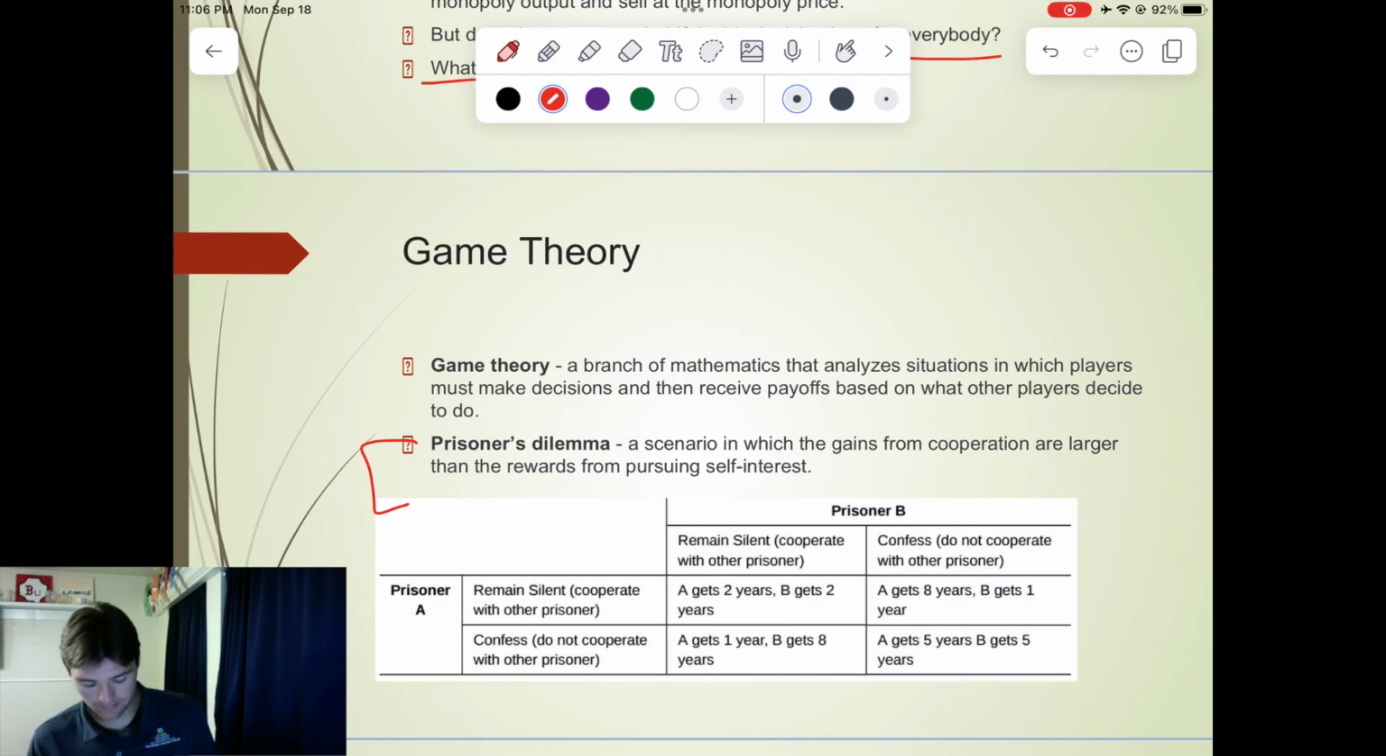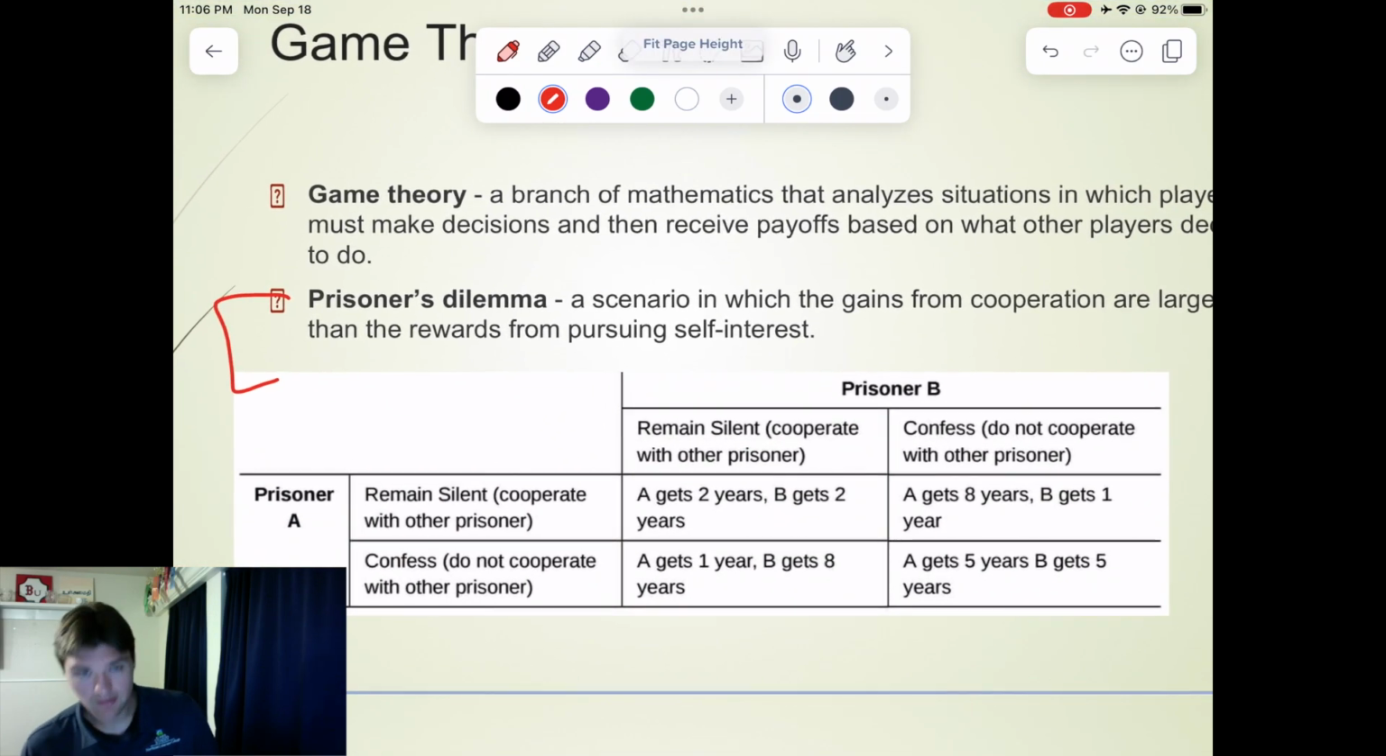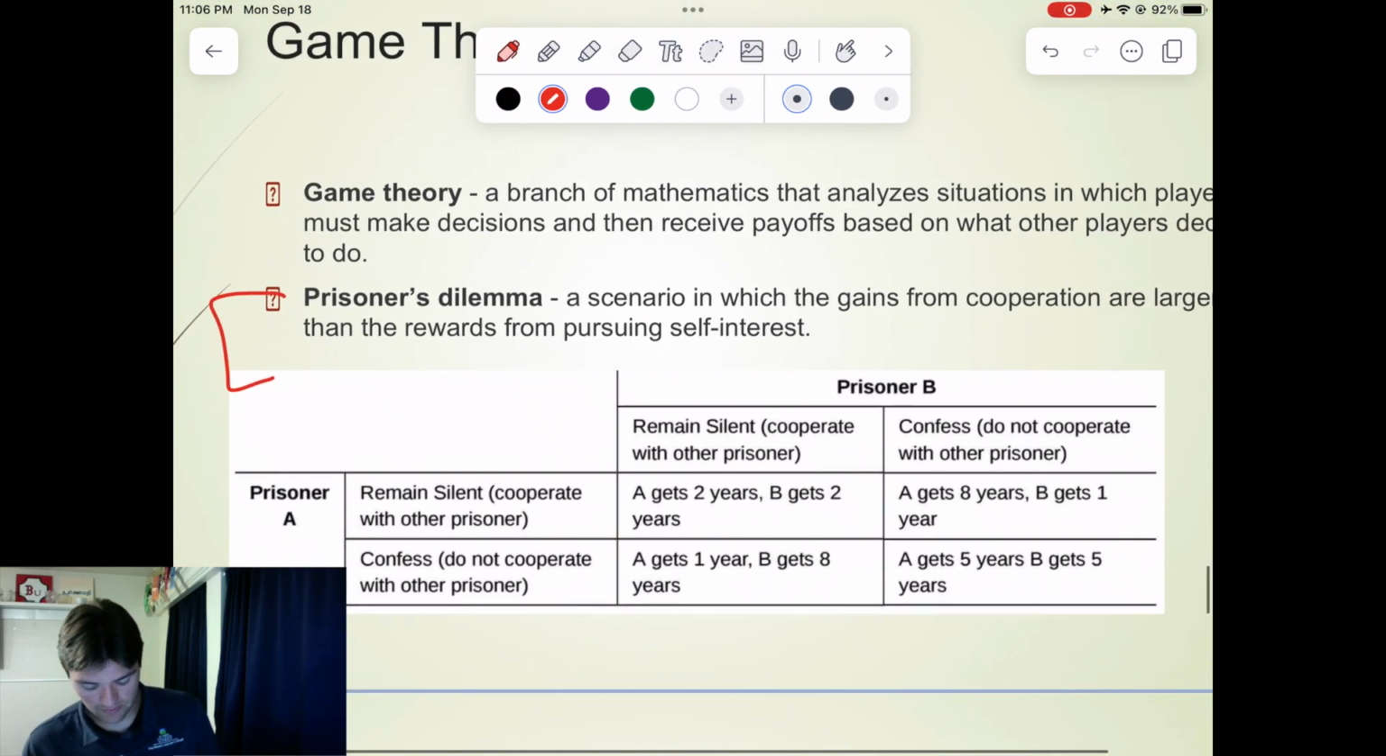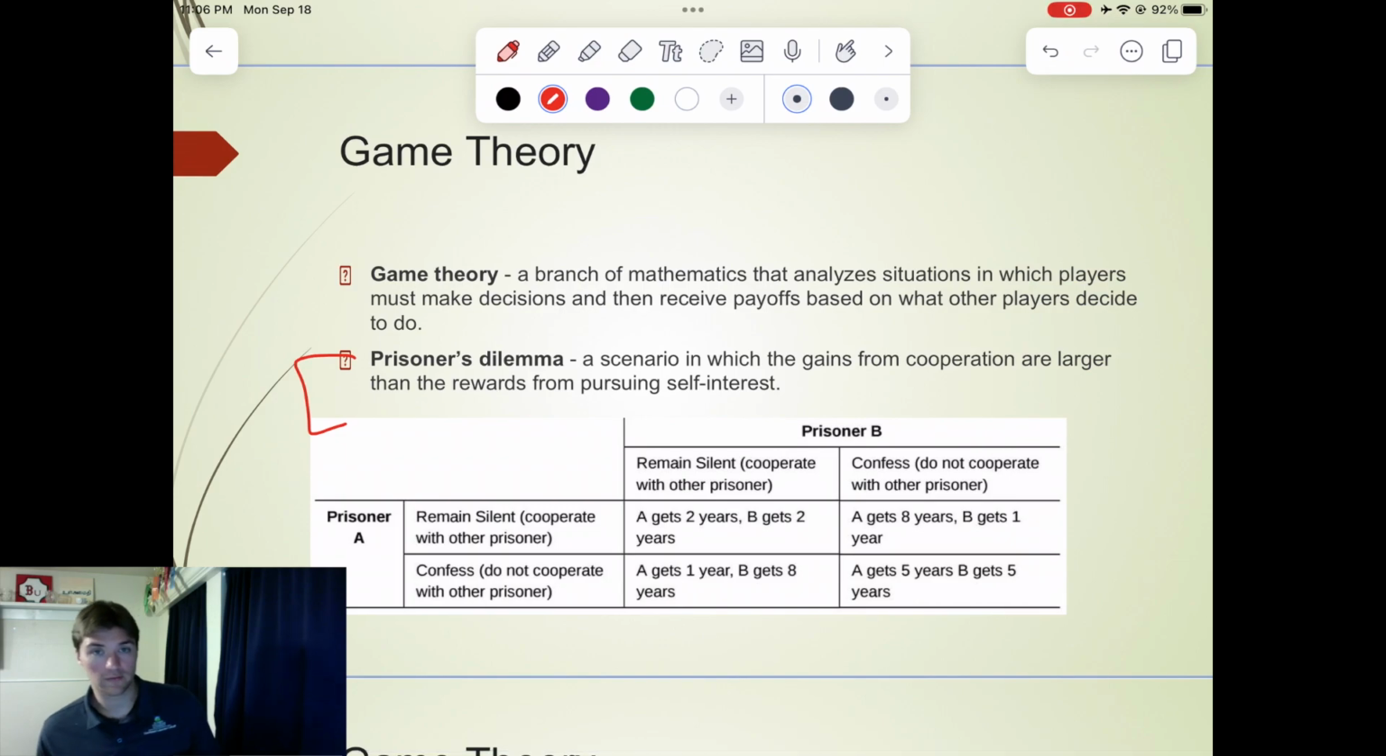So in the prisoner's dilemma, we have a situation where prisoner A is not allowed to talk to prisoner B. Okay? And prisoner B is not allowed to talk to prisoner A. They're in 2 separate interrogation rooms, and they're being interrogated.